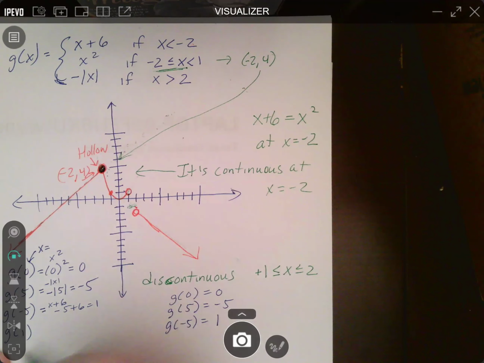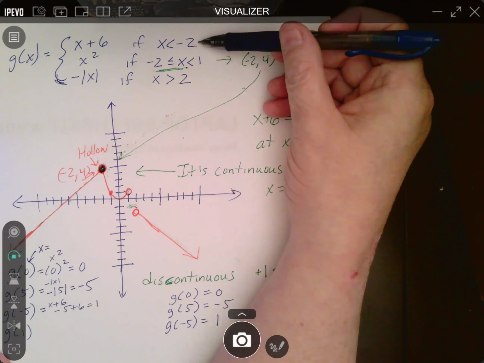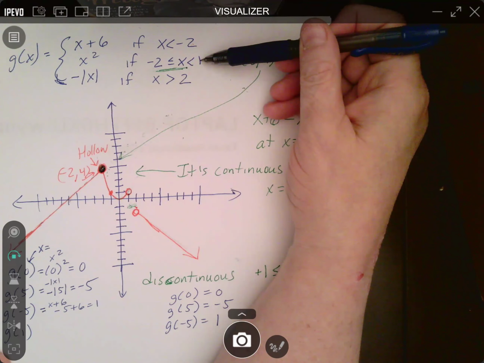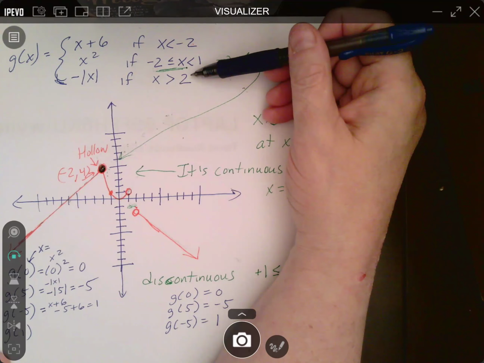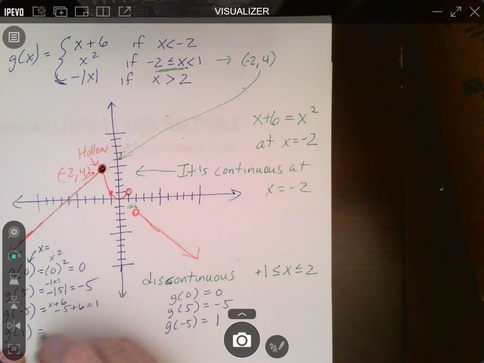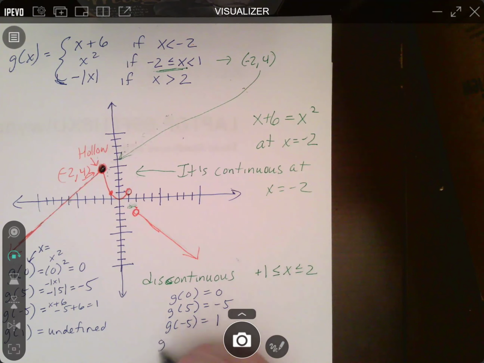G of 1, we come up here and we look to see where 1 is in the domain. 1 isn't here. This gets close to 1, but it's not here either. It says x is less than 1, x is not less than or equal to 1. And then we have x is greater than 2. So x equals 1 is not in the function. G of 1 is undefined. So I'll write that down here with the rest.